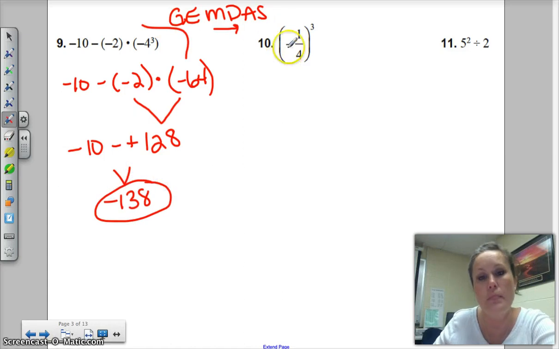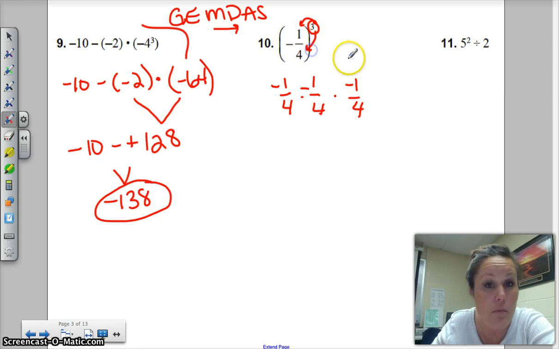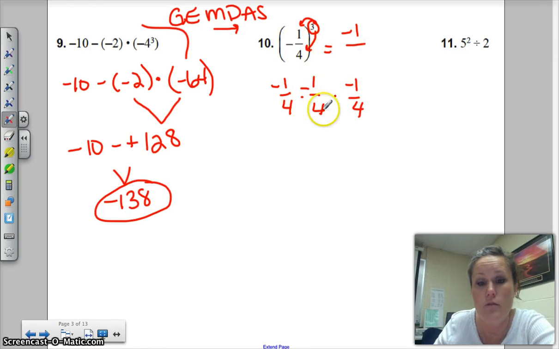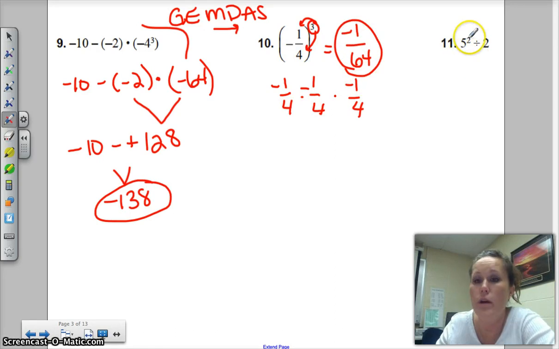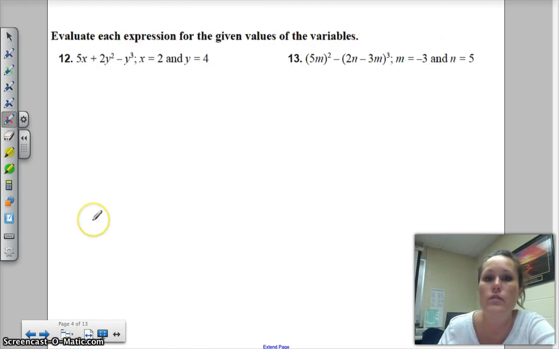Okay, now let's look at this one. This means 1/4 times 1/4 times 1/4. Or you can take this, distribute it to the top, distribute it to the bottom. You're going to get the same answer. Multiply straight across, and I'm going to have negative 1 times negative 1 times negative 1 is negative 1. And then 4 times 4 times 4 is 64. And last but not least, 5 squared is my exponents. Comes before I do division. So I'm going to do 25 divided by 2. 25 divided by 2 is 12.5. Cool.